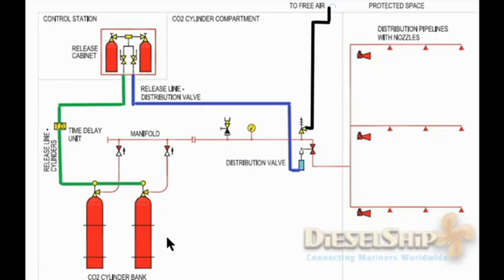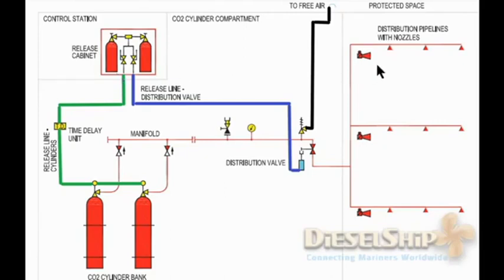And we have a CO2 room which has the main CO2 bottles. The number of CO2 bottles totally depends on the gross volume of the engine room, and let's forget about the calculation. We will deal with that in a separate video. So let's now concentrate only on the operation. And we have the control station, or the valve release cabinet, or the control cabinet simply.